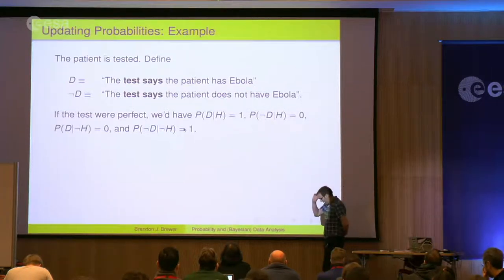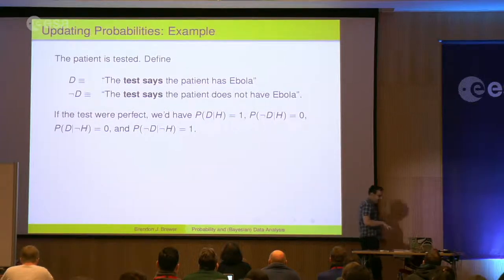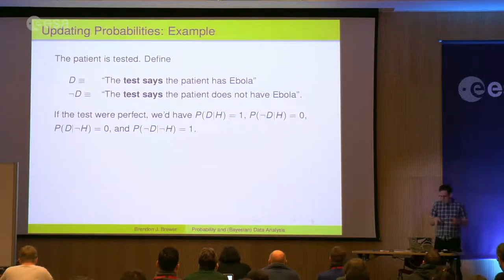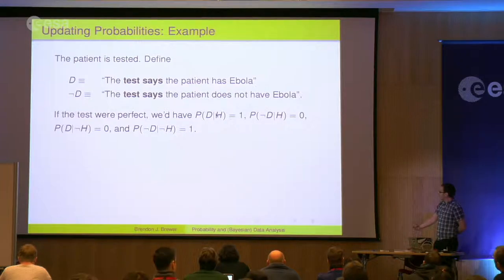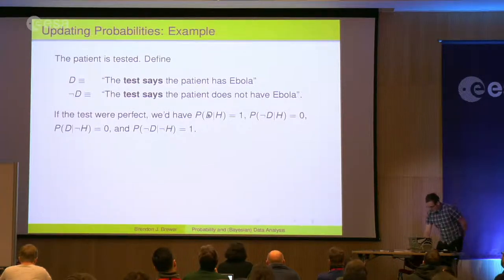So this is the way of getting the likelihoods: you imagine that you knew the answer to your question. You know that the hypothesis is true, because you have to define probabilities that are conditional on that hypothesis. So you can assume that it's true and then think about how the data comes about. That usually is a good way of getting some values for these terms. If I knew that H was true and I was trying to predict what the test would say, what would I write down?